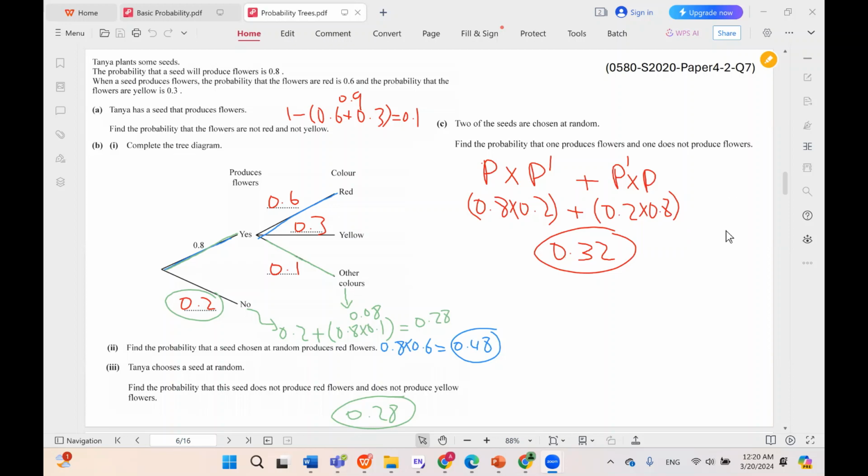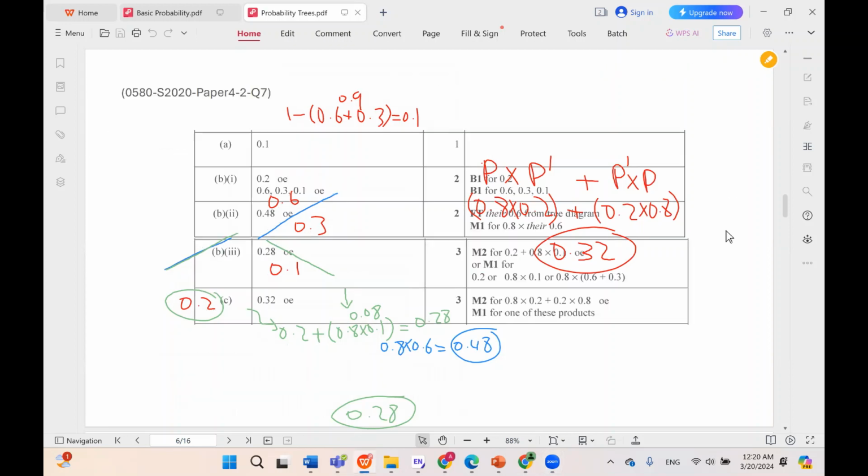So let's check the marking scheme. We have 0.1 for A, and then 0.2, 0.6, 0.3, 0.1 for BI. We have 0.48 for BII, 0.28 for triple I, and 0.32 for question C.